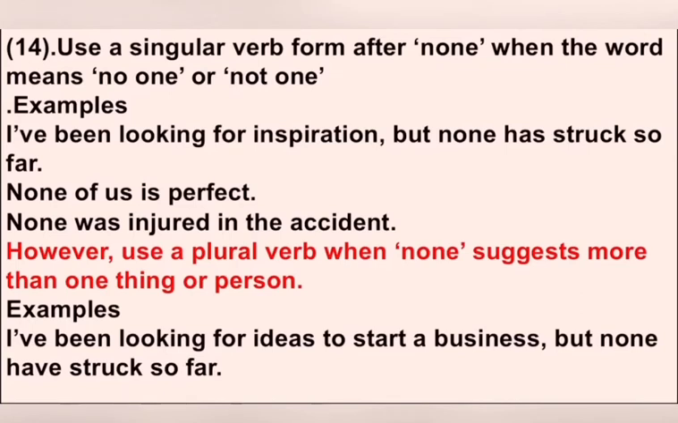Now, rule number 14. Use a singular verb form after none when the word means no one or not one. Examples: I have been looking for inspiration, but none has struck so far. None of us is perfect. None was injured in the accident. So, in these three sentences, none has been taken as no one or not one.